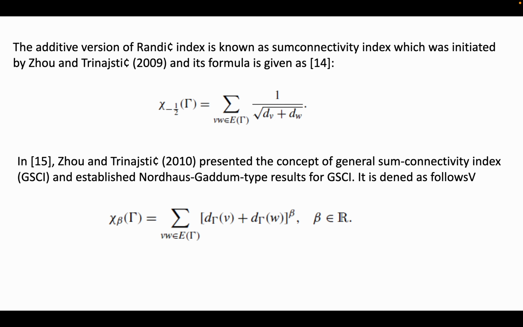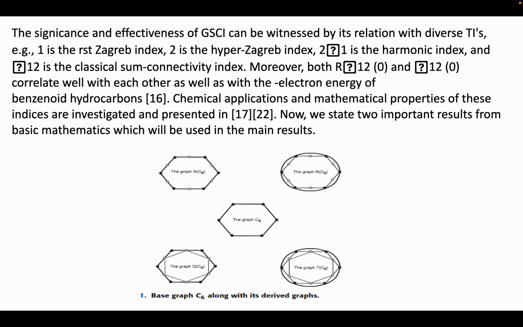In 2010, Zhou and Trinajstic presented the concept of the general sum connectivity index and established Nordhaus-Gaddum type results of GSCI. The significance and effectiveness of the GSCI can be witnessed by its relation with diverse TIs: it gives the general Zagreb index, the hyper Zagreb index, the harmonic index, and the classical sum connectivity index. Chemical applications and mathematical properties of these indices are investigated and presented. Now we state two important results from basic mathematics which will be used in the main results.